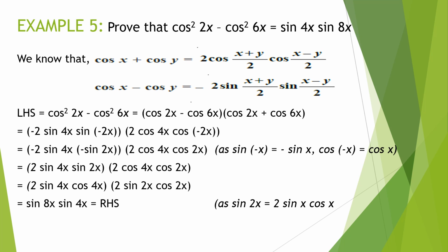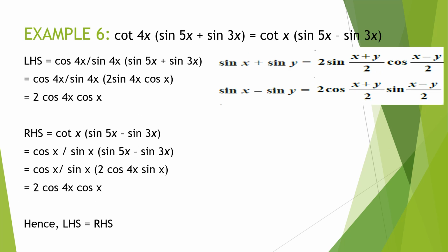Now we have another important formula for 2 times the angle. So sin 2x is 2 sin x cos x. Here we use it just the opposite way, 2 sin x cos x. 2 sin 4x cos 4x is given, then this will be equal to the double angle, which is sin 8x. And similarly 2 sin 2x cos 2x will become sin 4x. This is equal to the right hand side.